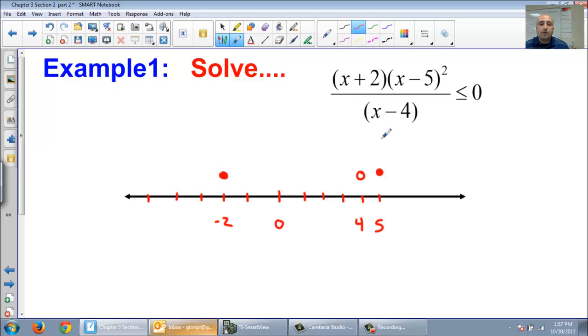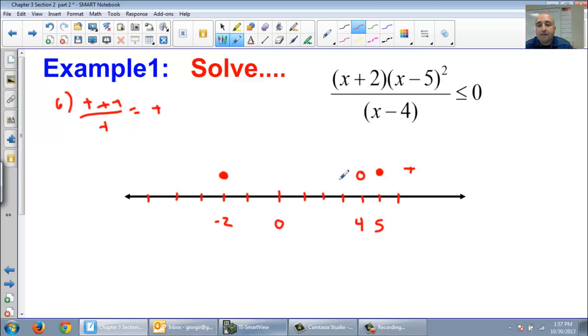So the first thing we need to do now is our sign analysis. Give me a number to the right of 5. I'm going to plug in 6. 6 plus 2 is positive. 6 take away 5 is positive, and there are 2 of those. 6 take away 4 is also positive. Positives divided by positives is equal to a positive.